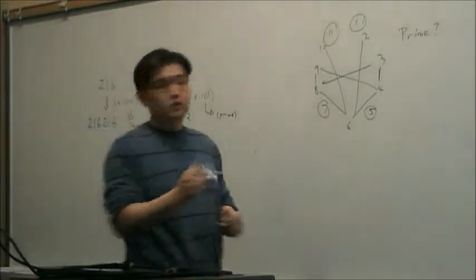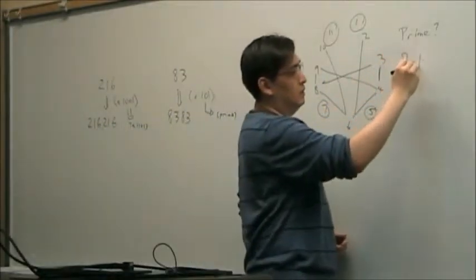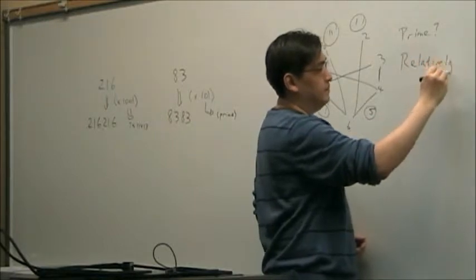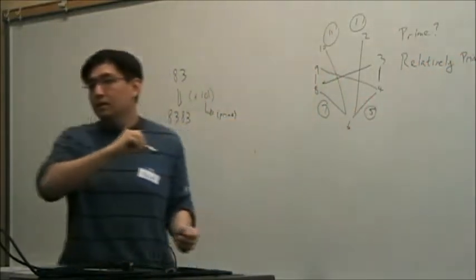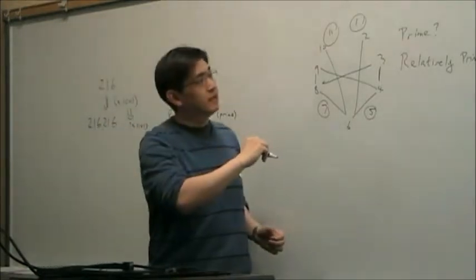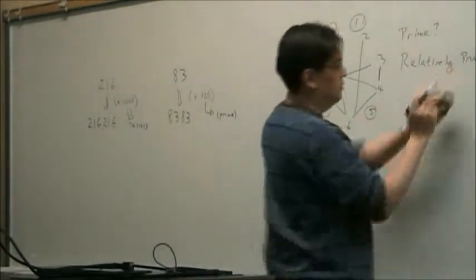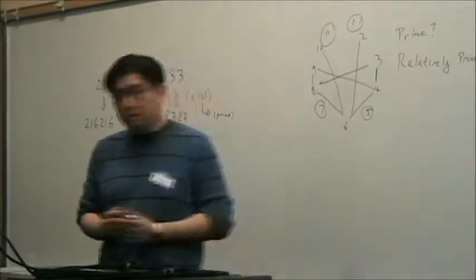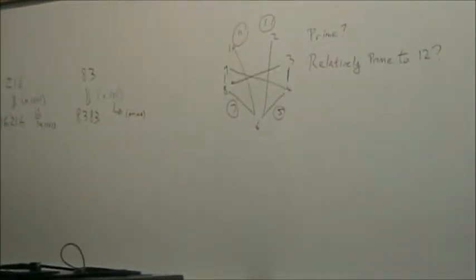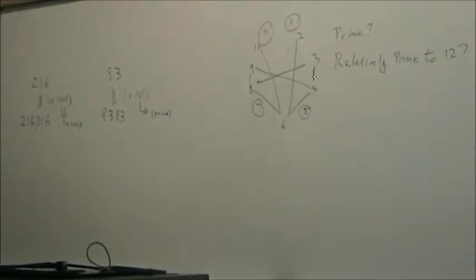And then the next suggestion was, I believe, whether they're relatively prime. Was that your suggestion? Yeah, 2 to 6, 2 to 12. So what is the difference between a prime number and relatively prime? What does relatively prime mean? Does anyone know?